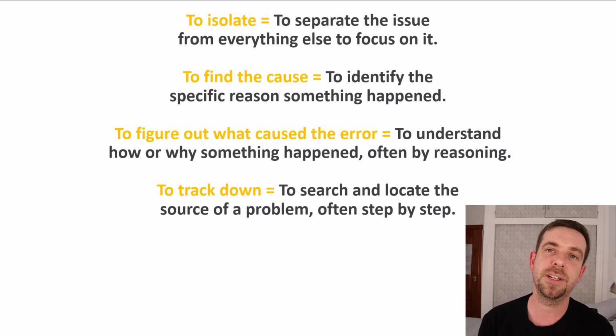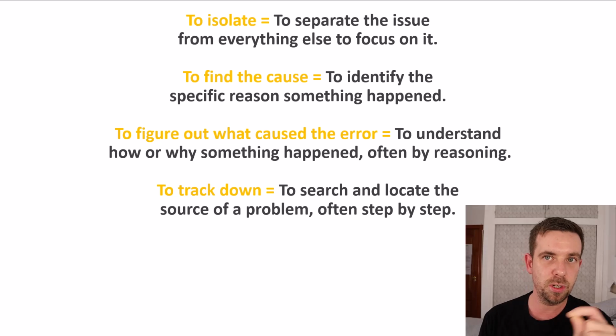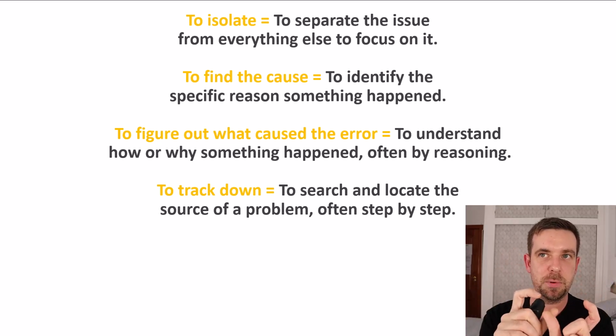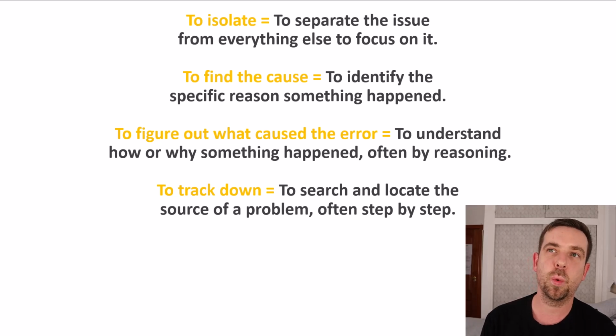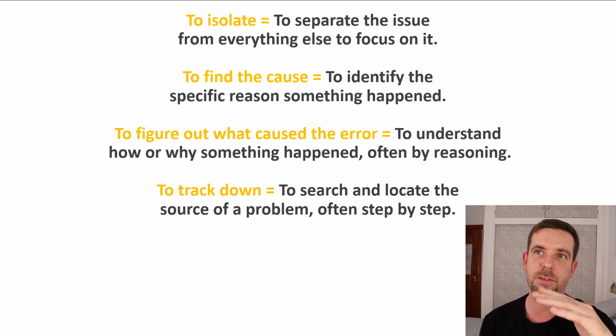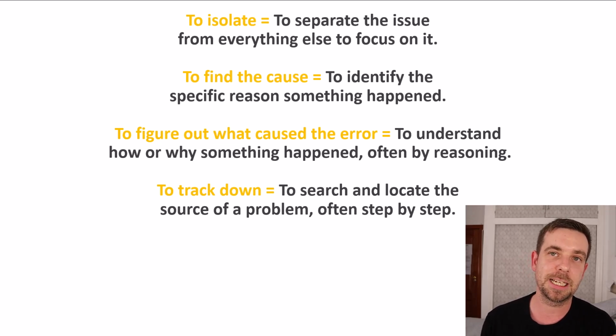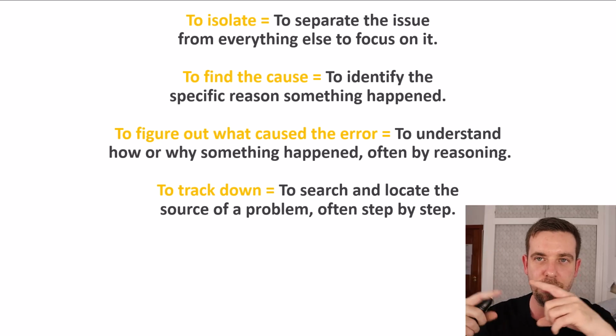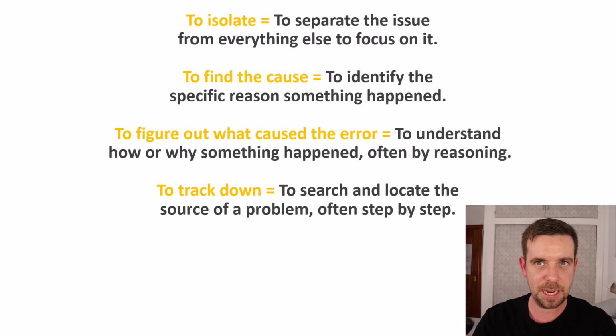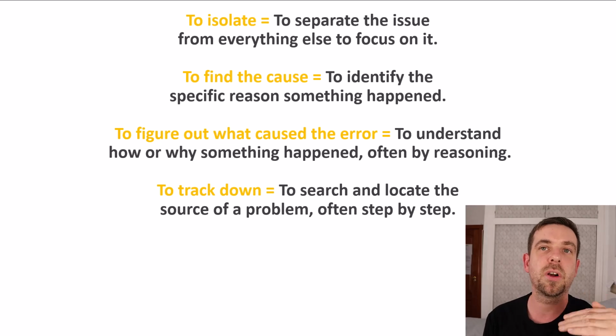Another common term here is root cause. Root cause talks about what is the problem, what is creating the problem. Root cause is like what is the central one thing creating the problem. And then to figure out what caused the error. To figure out is the idea of like to discover or to try to understand with time and effort. To understand how or why something happened, usually by reasoning. The best example is like a mathematics problem where you need to stop, think, test, try again, and you figure out what caused the error.